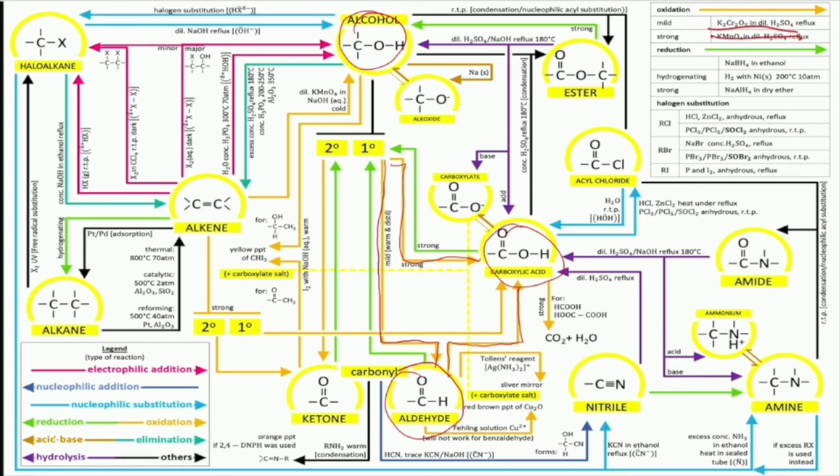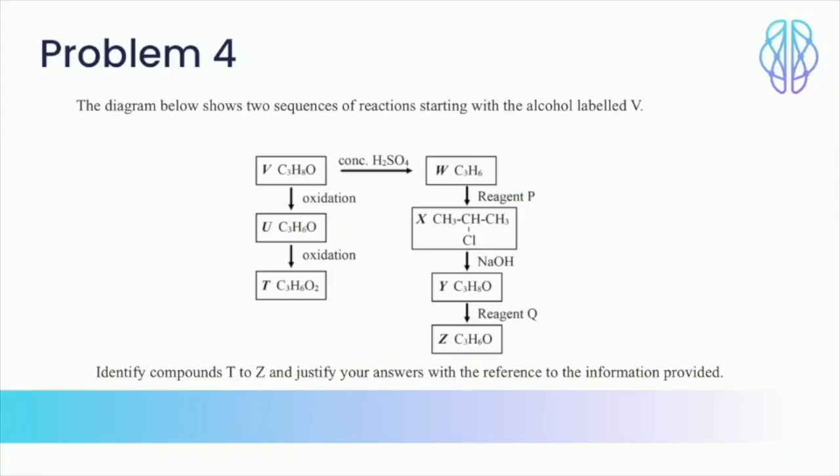Now, what I propose to you is, what's happening is compound V is propanol. That's the alcohol that we've started with. It was oxidized into the aldehyde propanal, which was then oxidized into the carboxylic acid, propanoic acid. Okay, so we know a couple of things. We know V is propanol, so I'll write that down. We know U is propanal, the aldehyde, and we know T is propanoic acid.